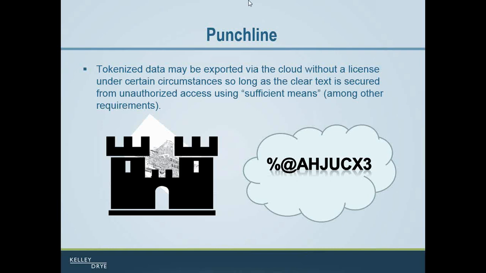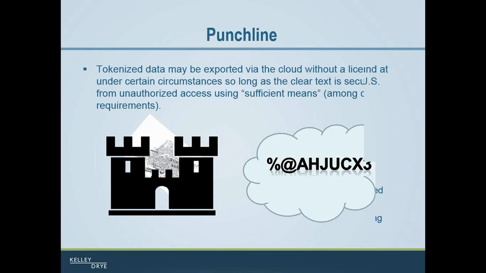And there are essentially two criteria you had to comply with. One, you had to comply with an existing license exemption. And the second criteria was that you had to use sufficient means to prevent unauthorized access to the clear text technical data throughout all phases of your use of the cloud. And Eric's going to talk a bit more about what sufficient means really means. On the next slide, we can look a little bit more detail about the advisory opinion's authorization.